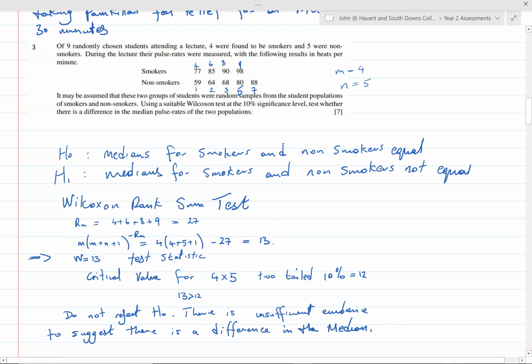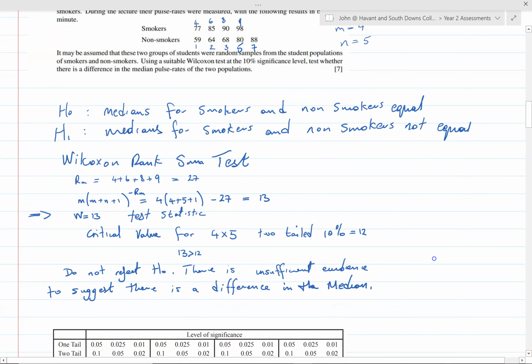So in other words, you started from the smallest to the largest. So the test statistic is the one which is the smallest of those, in which case is 13, because 13 is smaller than 27. So the value of our test statistic is 13.